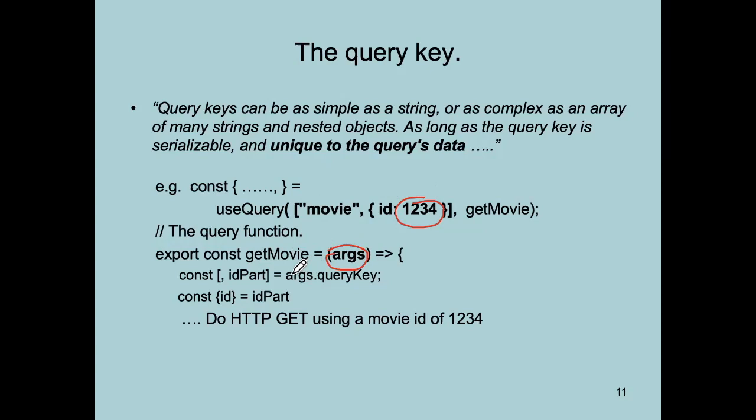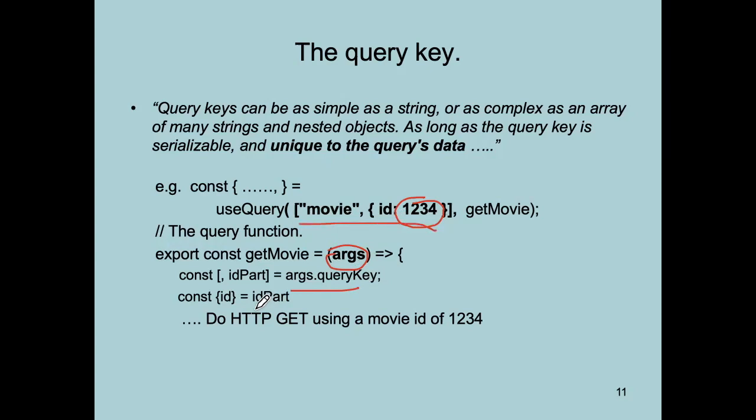So args.query, well, sorry, slight misinformation there. Args is not bound to this here. Args is bound to an object, and one property within that object is the query key property. So args.query key, that expression is actually going to be referring to this data structure here.